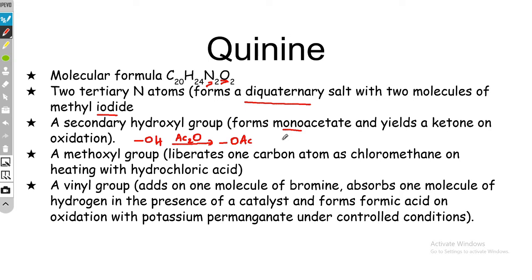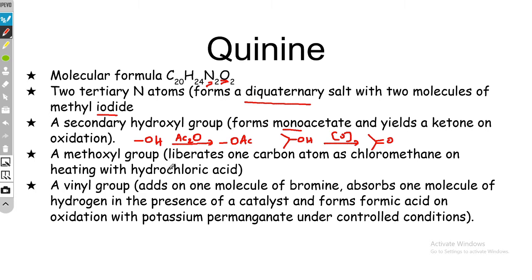So we should know whether it is primary, secondary or tertiary. For that, this alcohol is oxidized. When it is oxidized, it gives a ketone. That means this alcohol is a secondary alcoholic group. So the second group is the OH group.